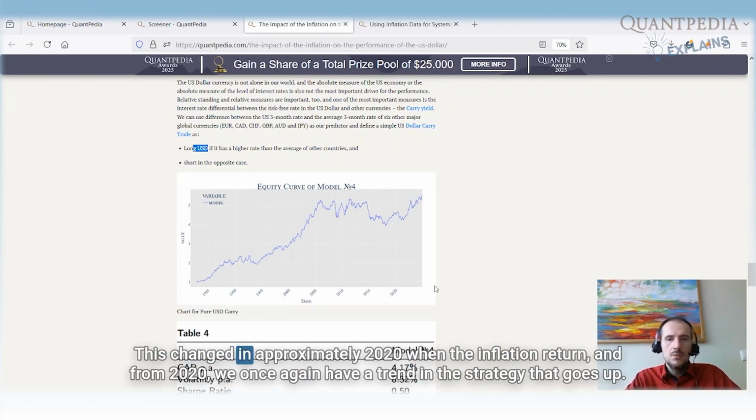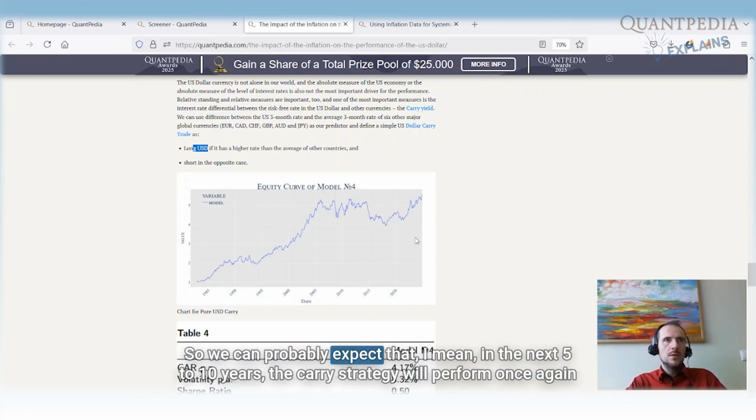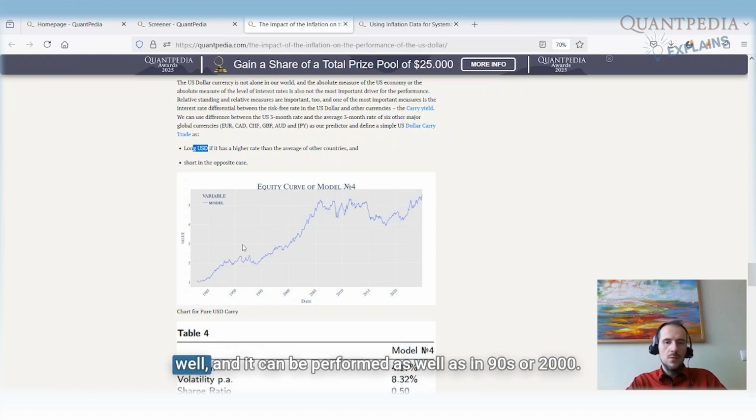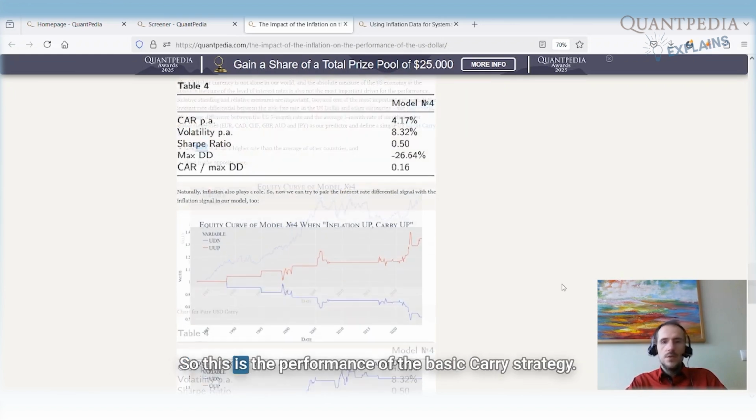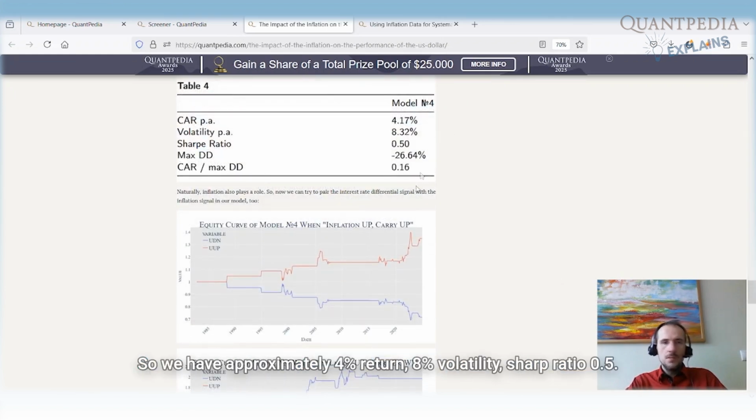This changed in approximately 2020 when inflation returned, and from 2020 we once again have a trend in the strategy that goes up. So we can probably expect that in the next 5 to 10 years, the carry strategy will perform well once again, and it can perform as well as in the 90s or 2000s. So this is the performance of the basic carry strategy. We have approximately 4% return, 8% volatility, and a Sharpe ratio around 0.5.